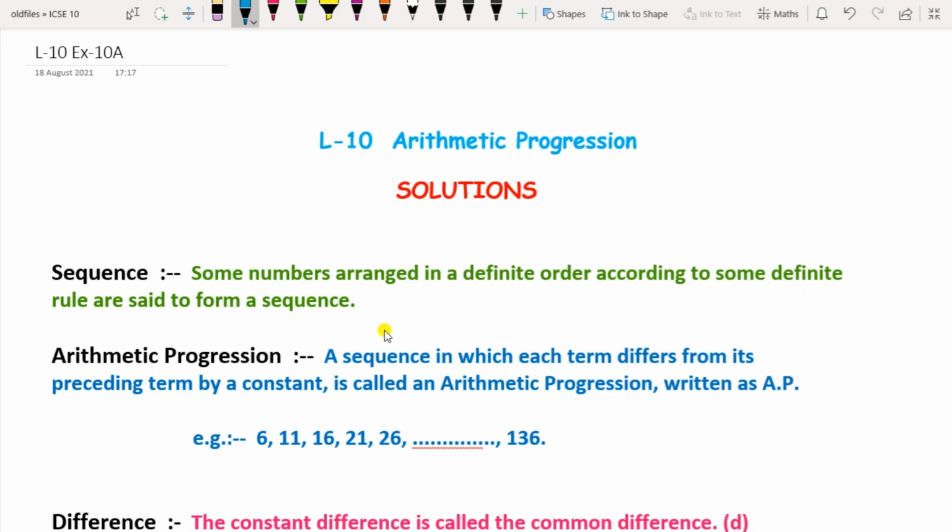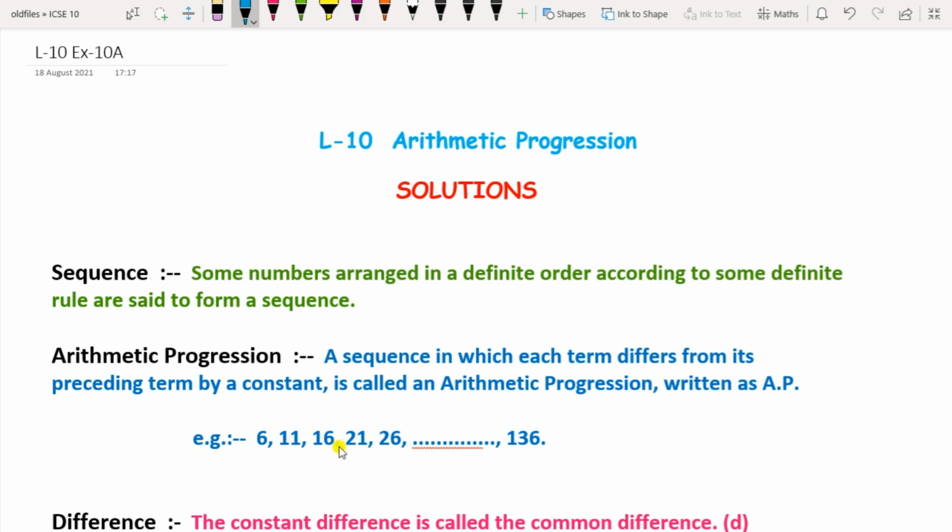For example, days in a week, months of a year, roll numbers of the students in a class. And this pattern of series and sequence has been generalized in maths as progression. So the name is arithmetic progression. Arithmetic progression means a sequence in which each term differs from its preceding term by a constant. It is written as AP.